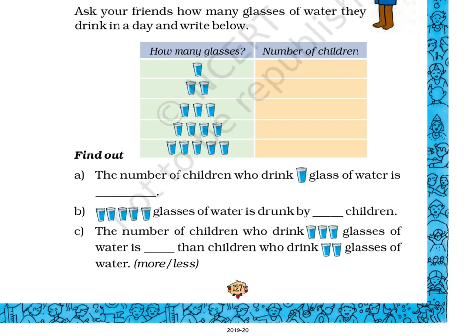Row 5. Column 1 has a picture of 5 glasses of water and column 2 has space for writing the number of children who drink 5 glasses of water in a day.